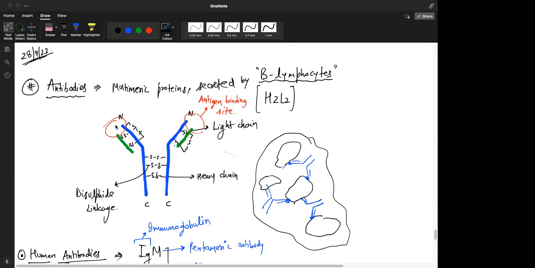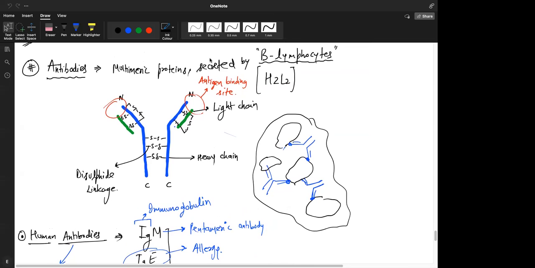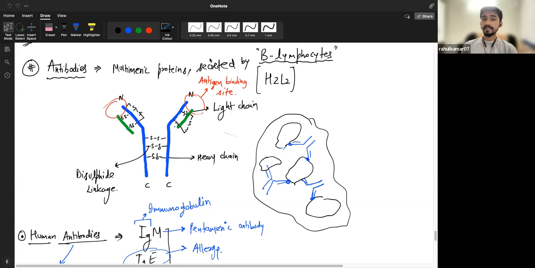In the last class, we learned about antibodies. Antibodies are multimeric proteins that are secreted by the B lymphocytes. They have 2 heavy chains and 2 light chains. Each chain, heavy chain and light chain, is linked together by disulfide linkages, and they have binding sites depending on the antigen.